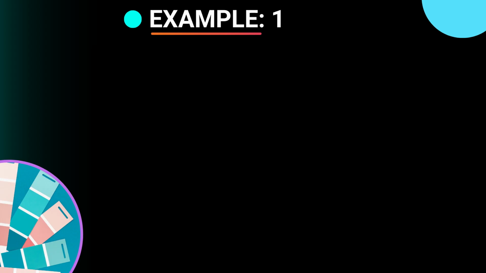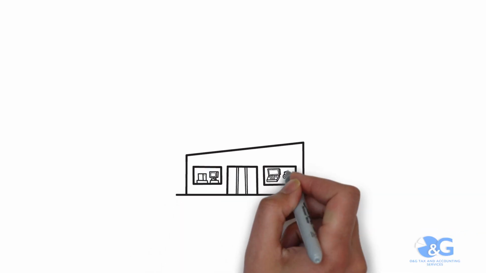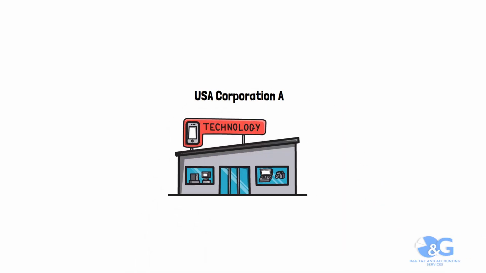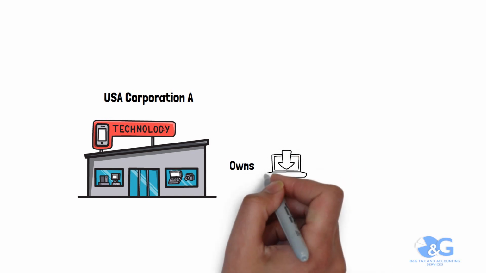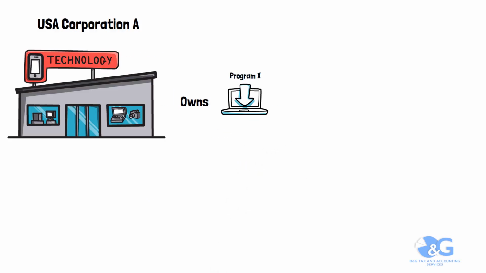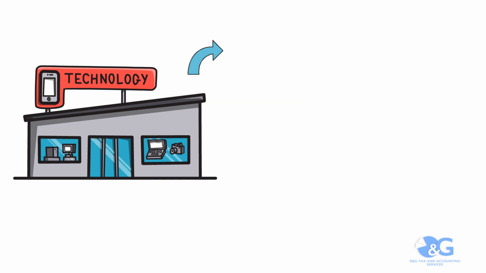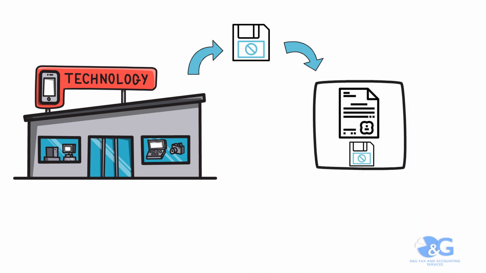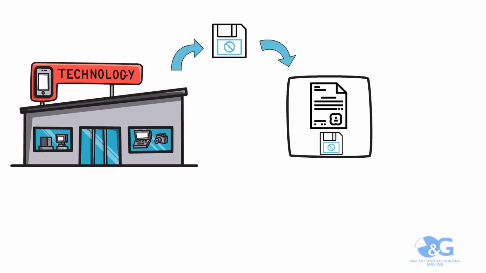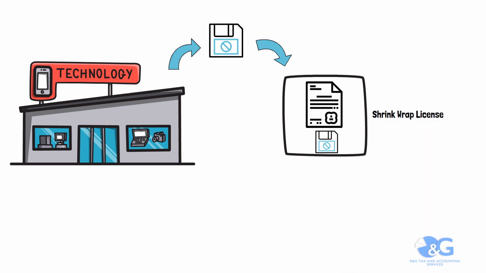Now let's take a quick example here, and this example was taken from Treasury Regulation 1.861-18. The facts here say that Corp A, a U.S. corporation, owns a copyright in a computer program. Let's just say it's called Program X. The U.S. corporation copies Program X onto a disk. The disks are then placed in boxes covered with a wrapper on which it is printed and is generally referred to as a shrink wrap license.